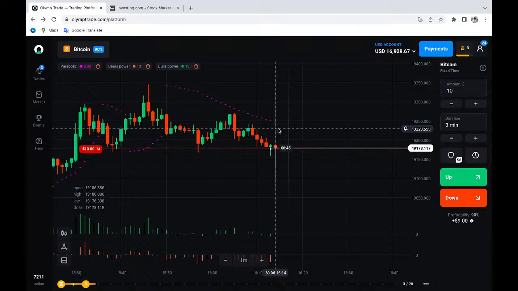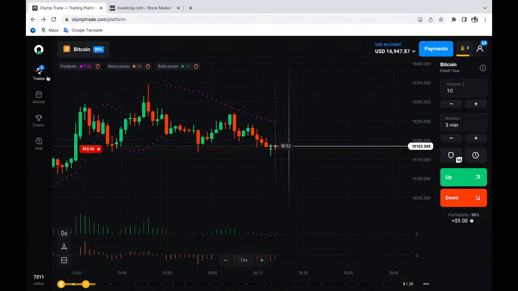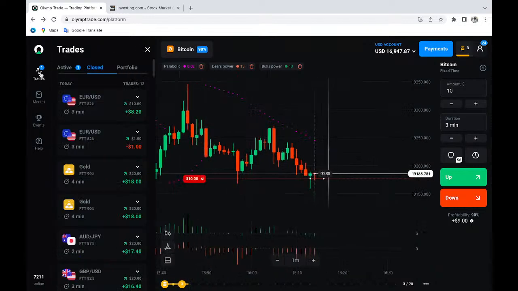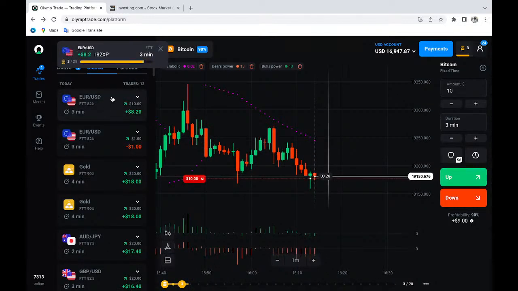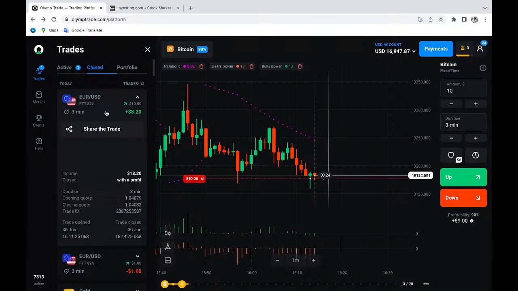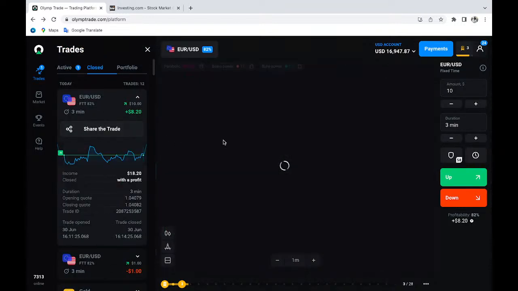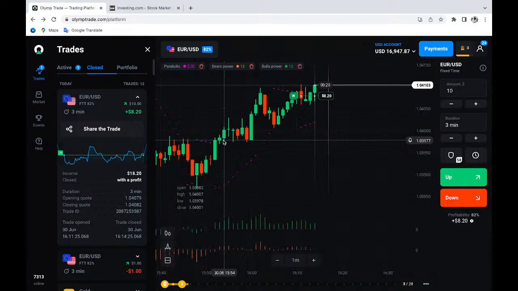The recommended time frame I suggest is 2 minute, 3 minute, 4 minute, and 5 minute trades. I always use such kinds of strategies. Like, if I show you, you will see the last trade I opened on Euro USD. If I show this trade on the chart, there is an option as well in the market.